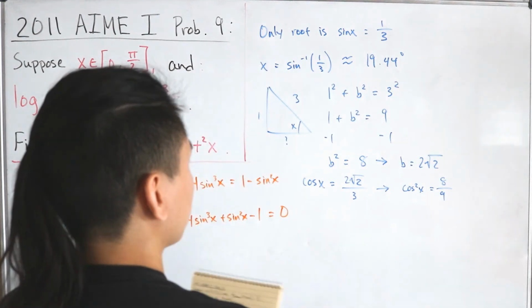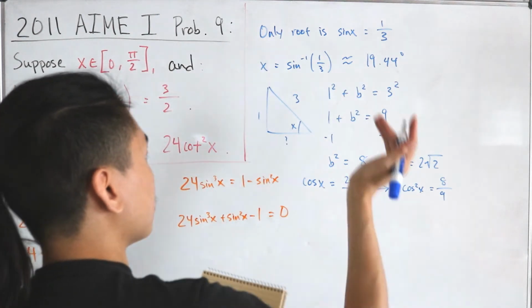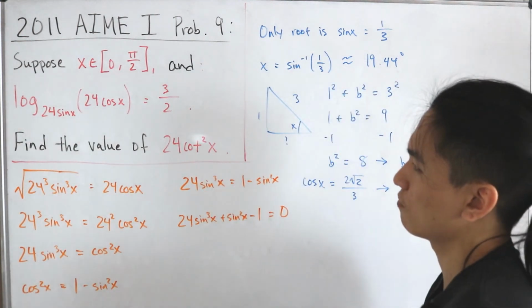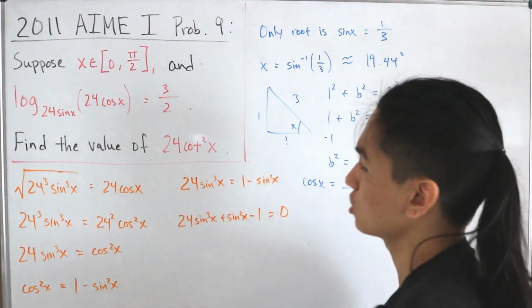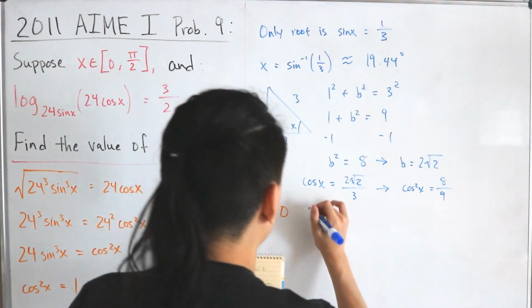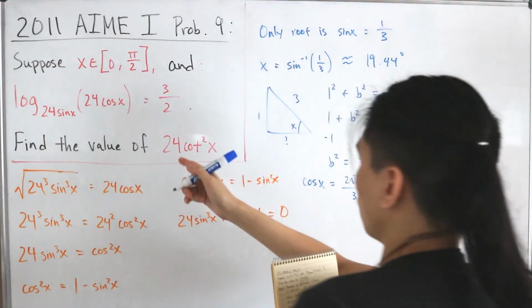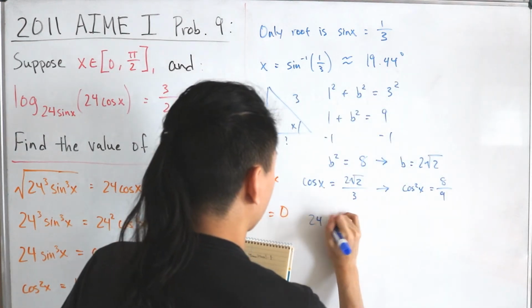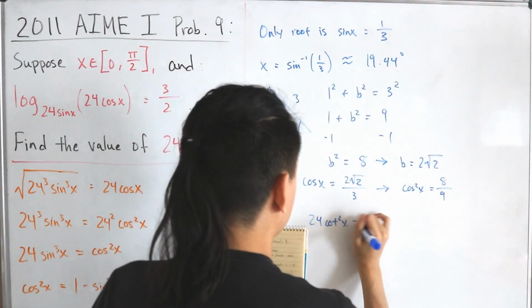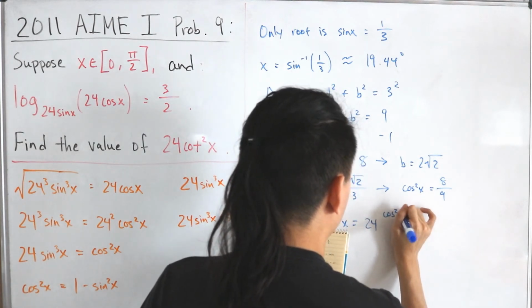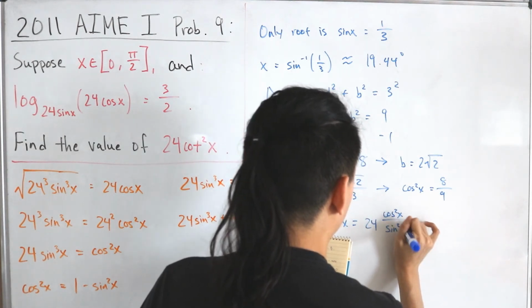Okay, so that's great. But what does this have to do with it? What does this have to do with anything? Well, recall by definition, cotangent squared of x is cosine squared of x divided by sine squared of x. So what this means is that we just go back to what we're trying to solve. So 24 cotangent squared of x is basically just equal to 24 times cosine squared of x divided by sine squared of x.